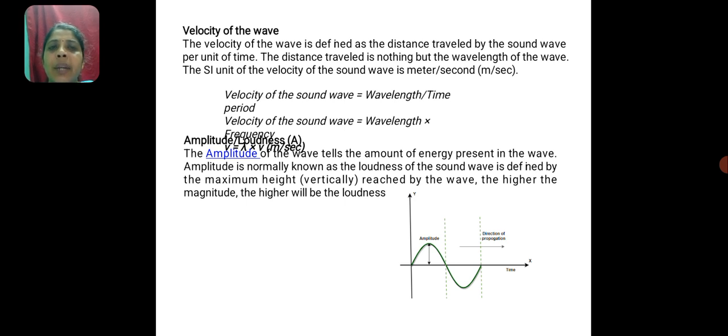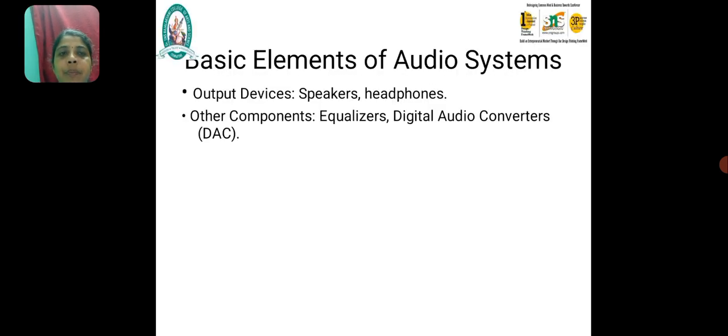So we have to calculate velocity. Velocity of the wave equals wavelength divided by time. The velocity of the sound wave can also be calculated by wavelength multiplied by frequency, to get an exact value. The term amplitude is used to identify the energy of the given wave, that is, the loudness of the sound wave. It can be identified by its vertical appearance.